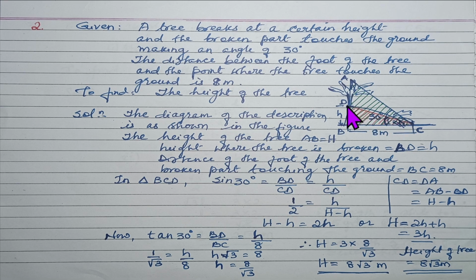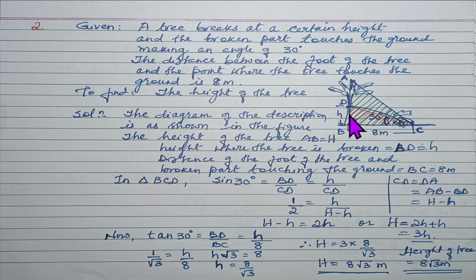CD is the AD here, because the part AD is nothing but CD, because the AD only has fallen, therefore CD and AD are equal. Therefore AD is capital H minus small h, because AD is AB minus BD, that is capital H minus small h. Therefore we have, if I cross multiply it, then we have H minus h is equal to 2h, or H is equal to h plus 2h, or capital H is equal to 3h. That is equation number 1.